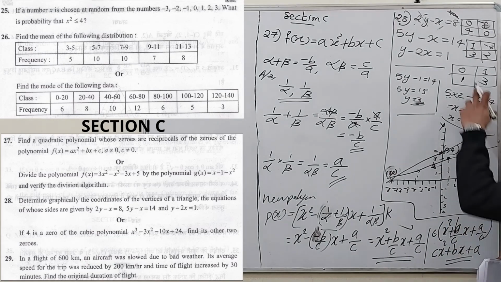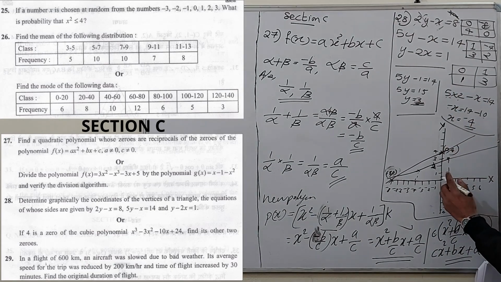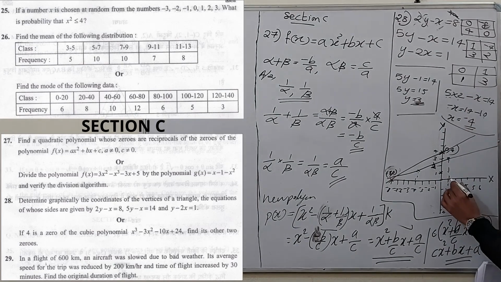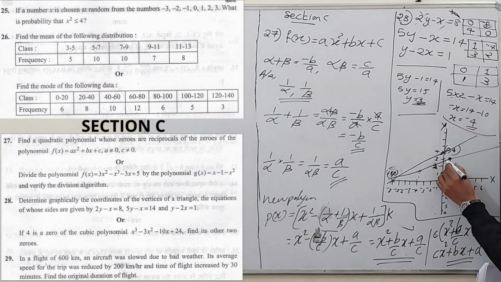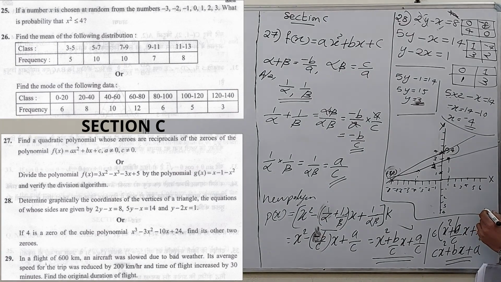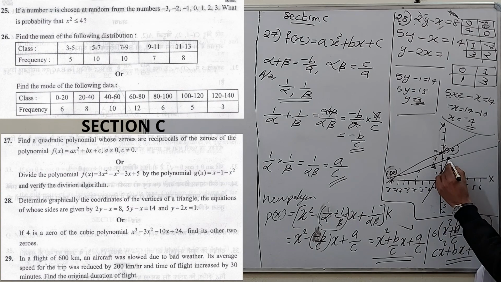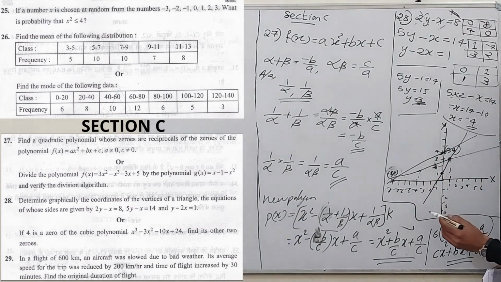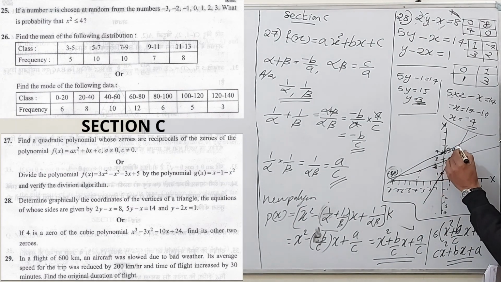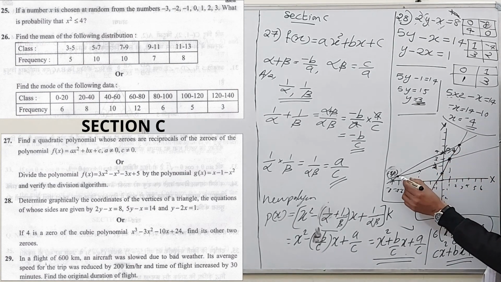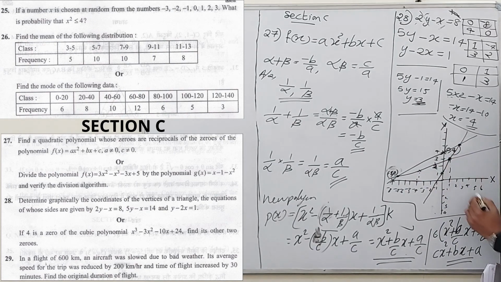Now come to the third one. When x equal to 0, y equal to 1. So this is the point. And when x equal to 1, y equal to 3. So this is the point. So we will get a graph like this. Joining this, we can get the 3 intersecting points of the 3 graphs. These 3 points will be the vertices of the triangle formed by this.